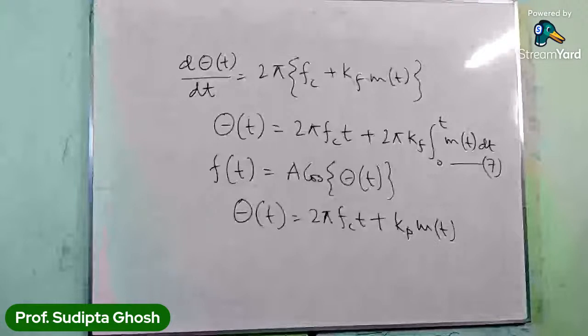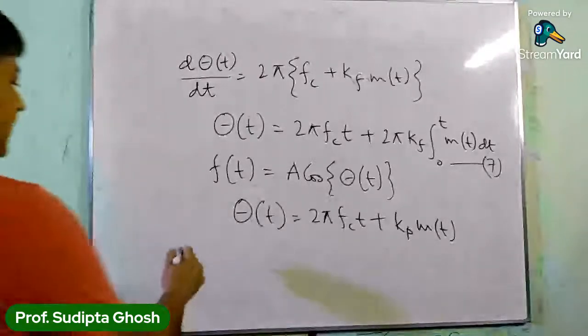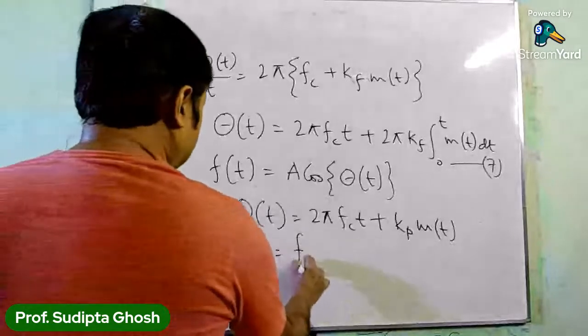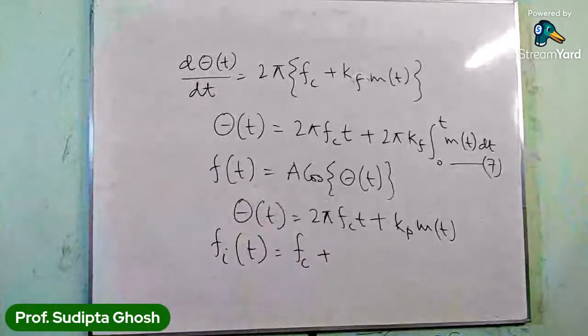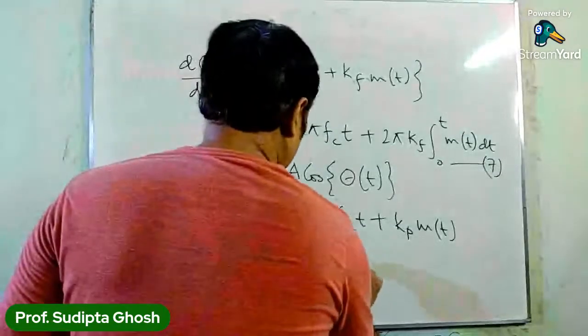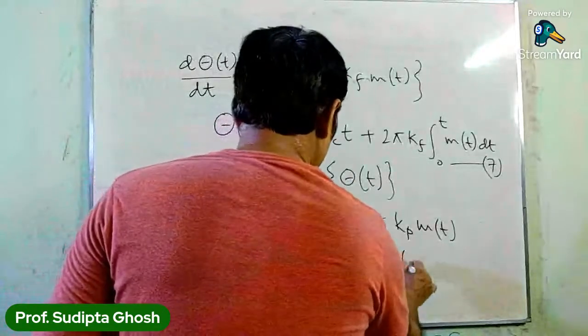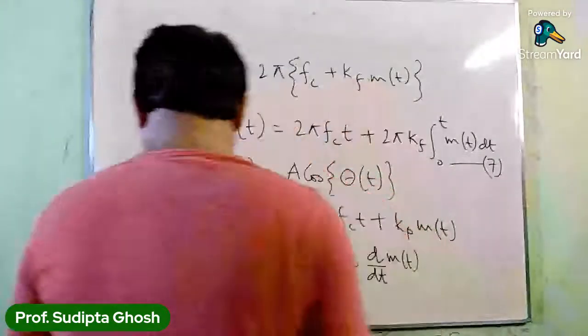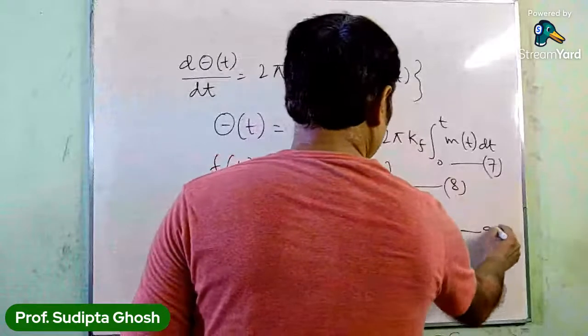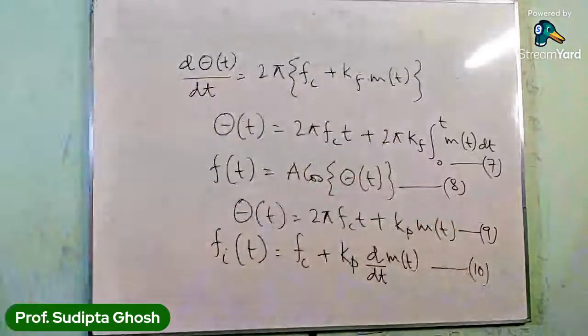As in the case of kf, kp is also represented similarly, and it is the phase change per voltage of modulation that the PM modulator being used produces. Now the instantaneous frequency of the PM wave, fi(t), will be the carrier frequency fc plus kp into d/dt of m(t). Let it be equation 10.